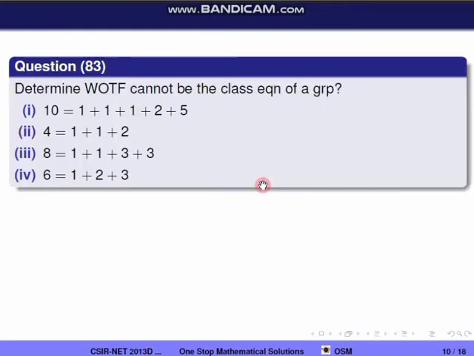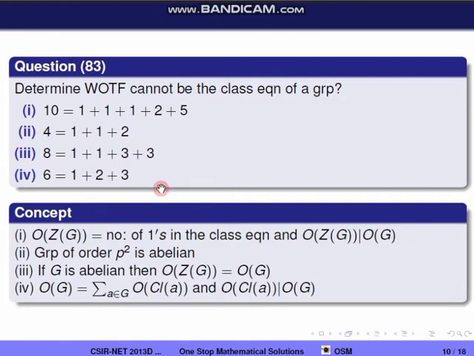Now we'll look into the part C questions. Question 83, determine which of the following cannot be the class equation of a group. So we have to find which of the options is not a class equation. So we look into the concepts used. The order of Z(G) is equal to the number of ones in the class equation, and the order of Z(G) should divide the order of G.